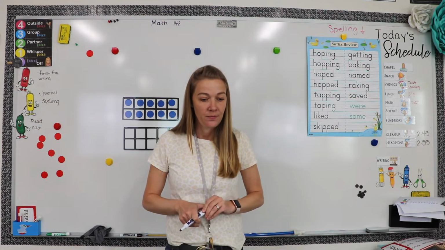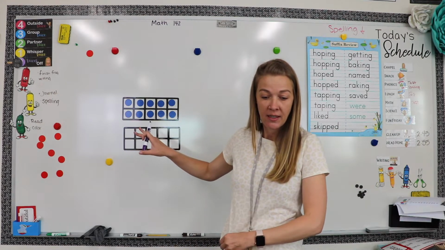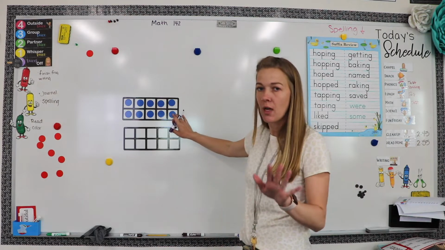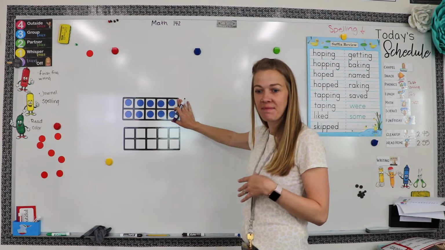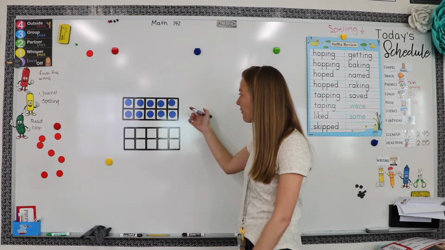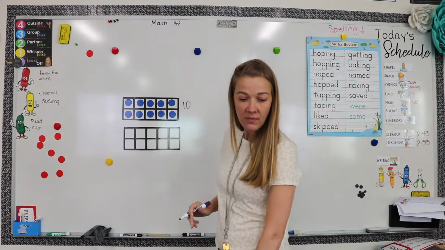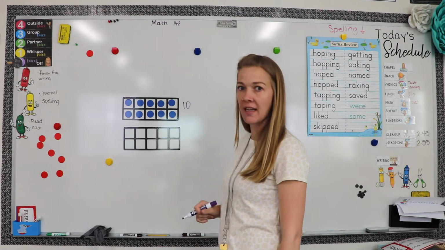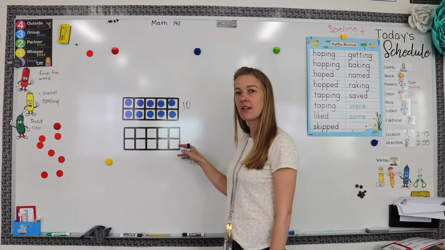Okay, so I have my 10 frame here. Let's pretend the blue dots are bears. How many bears do I have in this 10 frame? 10, right? It's completely full. So I have 10 bears right here. Now, how many more bears do you need to show 13? So I have 10. How many more bears would I need to add down here to show 13?